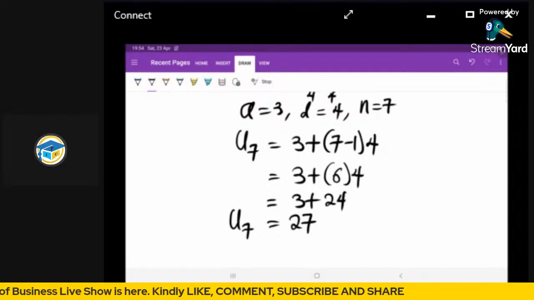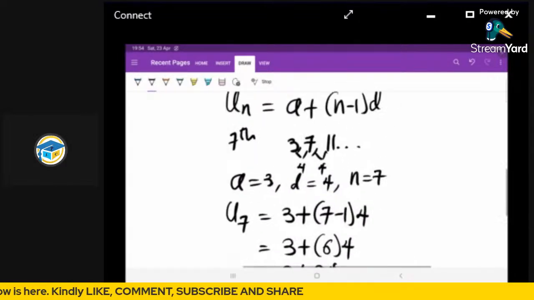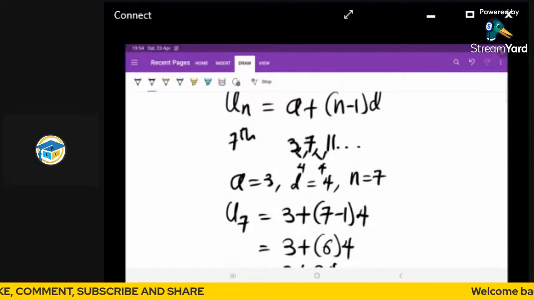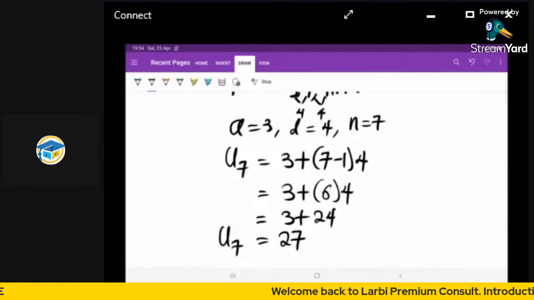So the seventh term of this progression, or this sequence in terms of pattern of arrangement from 3, 7, 11, the seventh term is what? 27, based on the AP formula. I hope that is clear.